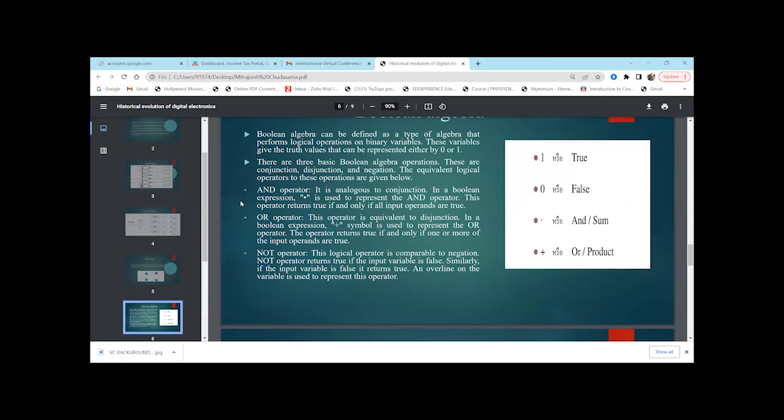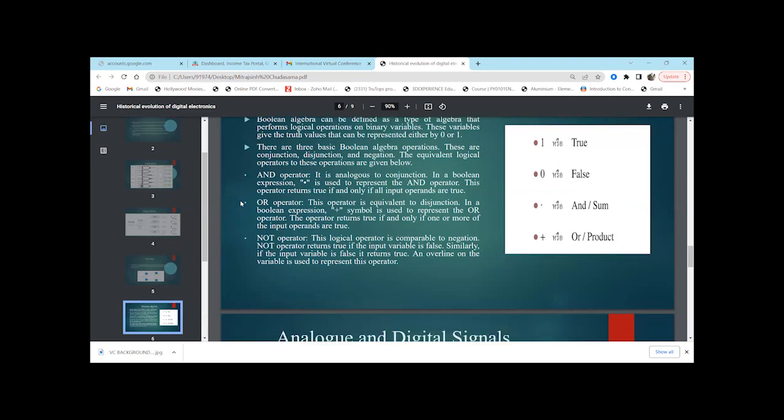The second one is the OR operator. This operator is equivalent to disjunction. In a Boolean expression, the plus symbol is used to represent the OR operator. The operator returns true if and only if one or more of the input operands are true. The last one is the NOT operator. This logical operator is comparable to negation. The NOT operator returns true if the input variable is false. Similarly, if the input variable is true, it returns false. An overline on the variable is used to represent this operator.